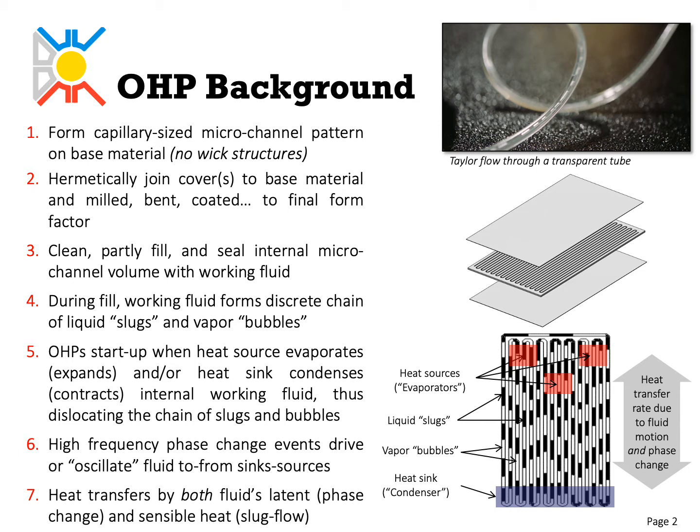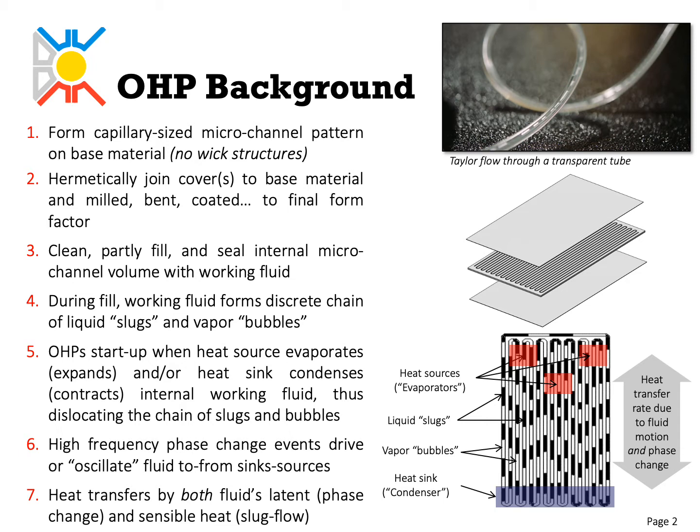In more modern OHPs, a serpentine pattern of micro or mini channels are machined into a base layer. The channels are then closed out by hermetically joining a cover to this base layer to yield an enclosed serpentine channel. This channel is then cleaned and partially filled with working fluid, and then the device is sealed, capturing the fluid in the channel. This working fluid naturally forms into a discrete chain of liquid slugs and vapor bubbles or plugs.